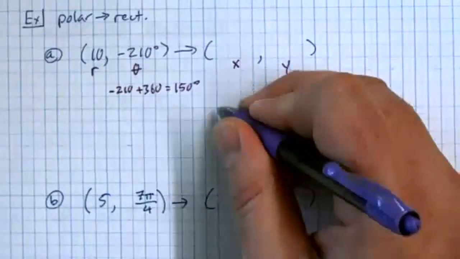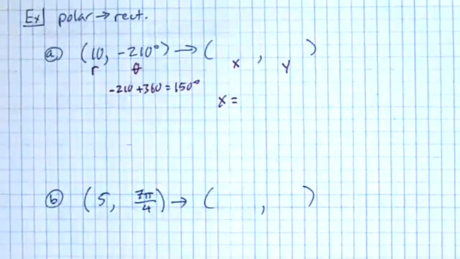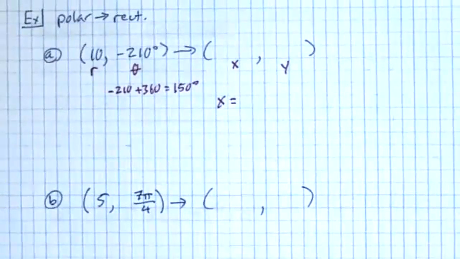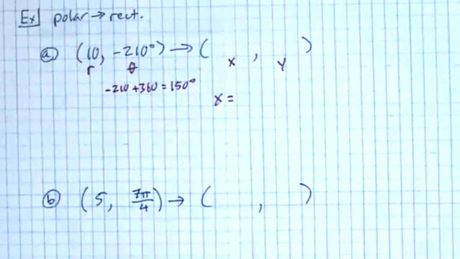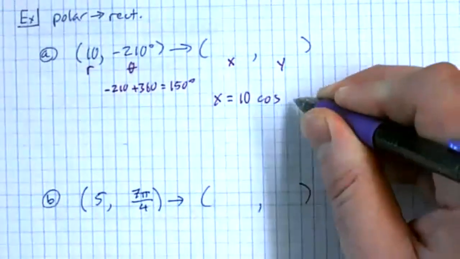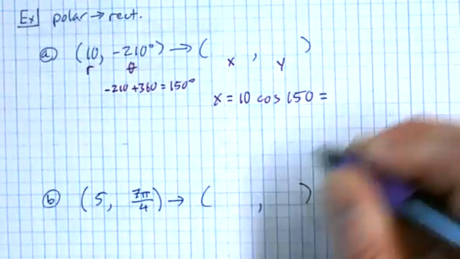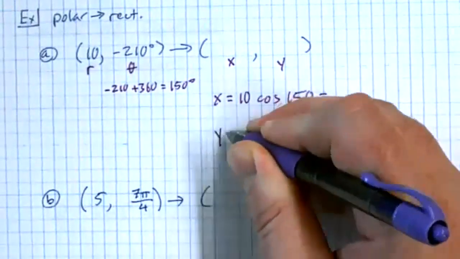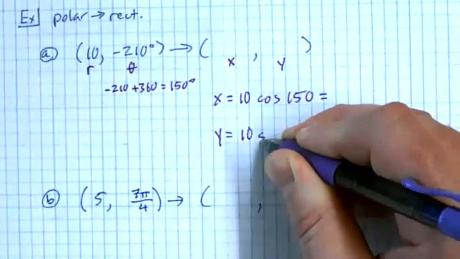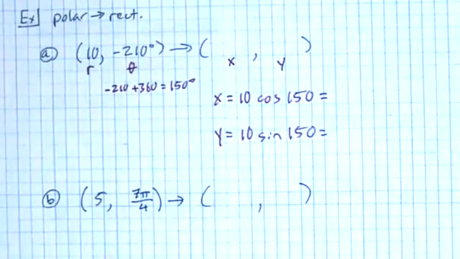So this should be pretty simple. X is equal to, well, it's r cosine theta, right? That's what we've been doing even when we were doing vectors. So my r is 10, my cosine, and I could do negative 210 or 150. I'm going with 150 because I have those memorized. And y would be equal to r sine theta. Again, I'm using the version that's 150 because I have those memorized.